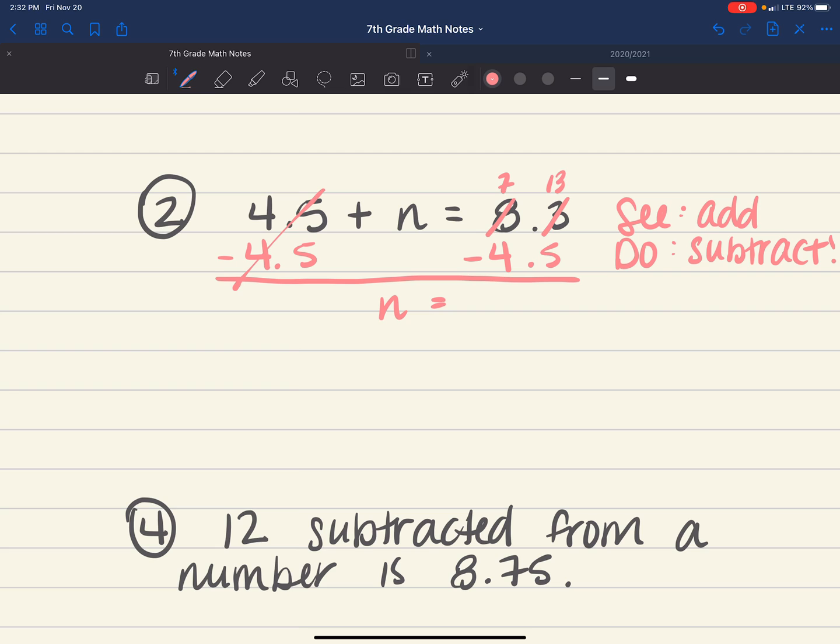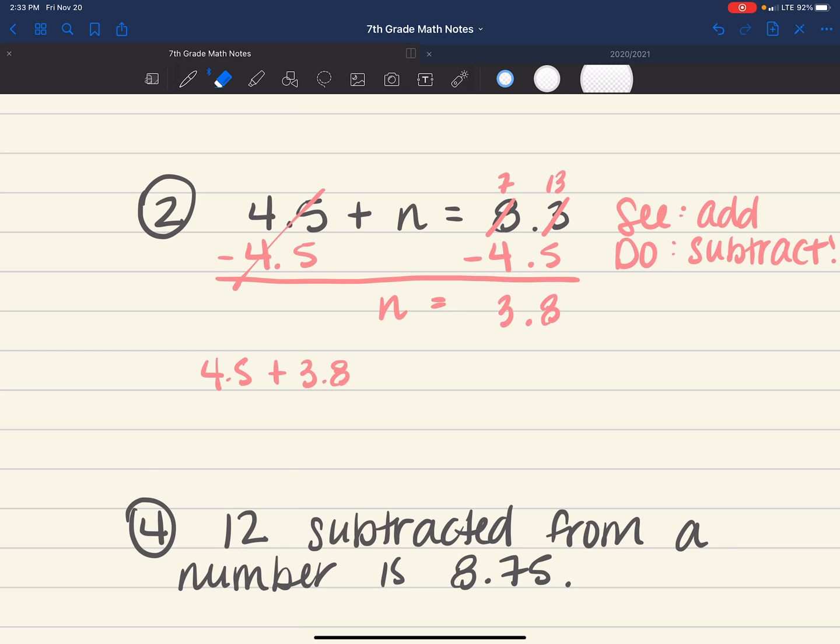13 minus 5, I can do that. That's 8. 7 minus 4 is 3. So n should equal 3.8. So let's check it by substituting it back in. So 4.5 plus 3.8 should equal 8.3.